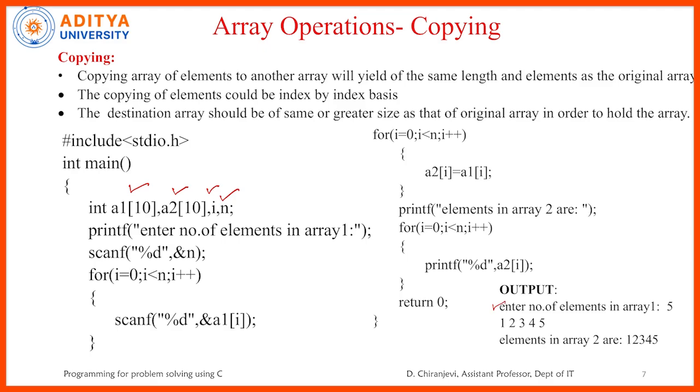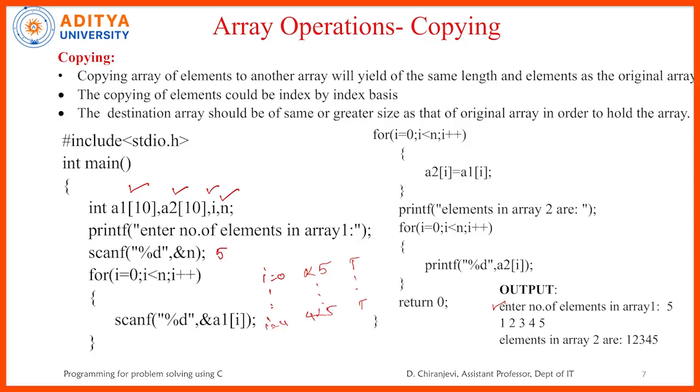After that the user has given the size as 5. Now the user has read 5 elements by using this for loop and scanf. So the user has given values 1, 2, 3, 4, 5. So this I value is 0, 0 less than 5 true, up to I equal to 4, 4 less than 5, this is true.